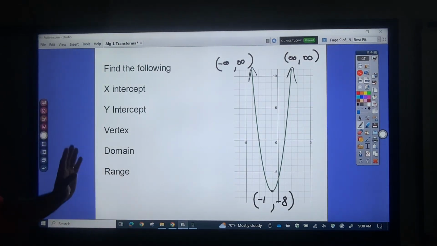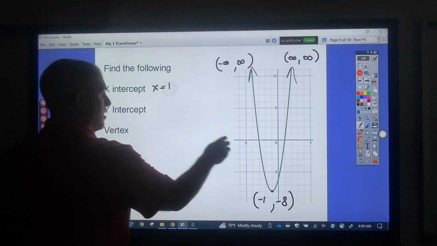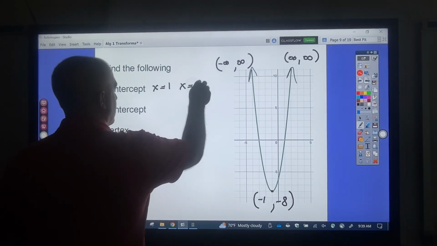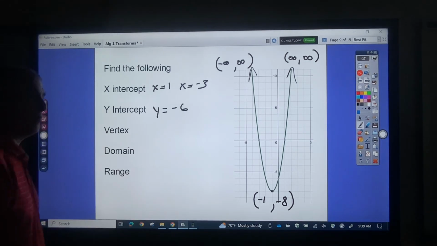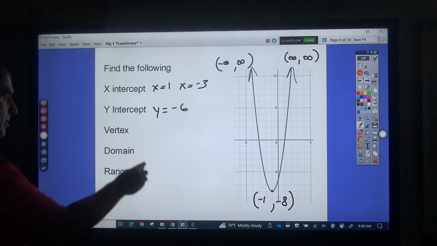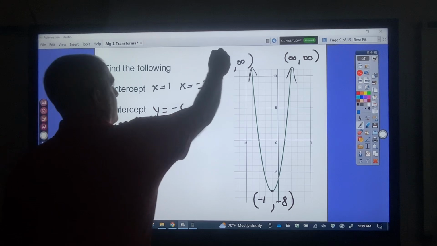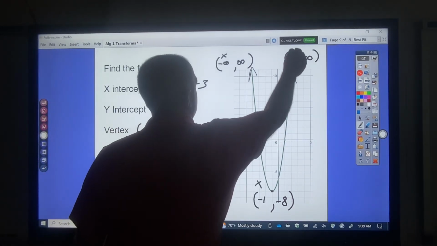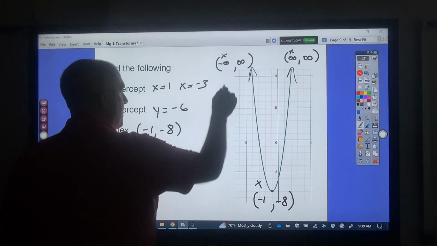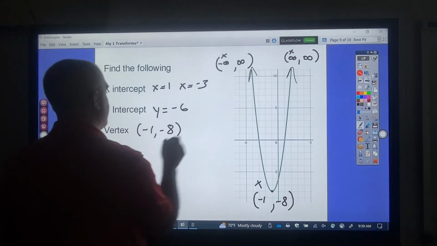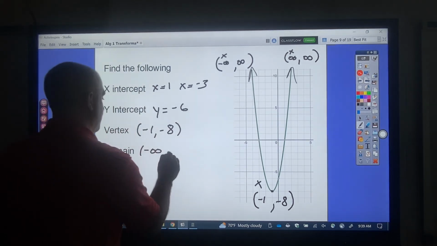X-intercepts. Now, x crosses in 2 places. Crosses at 1, crosses at -3. The y-intercept crosses right there at -6. You do not need to label those. So the vertex we already found, -1, -8. So my domain, my smallest x value, -infinity are the choices, -1, infinity would be -infinity. The biggest of all those is infinity.